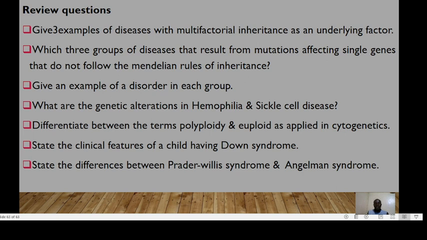You need to differentiate between the terms polyploidy and uniploidy as applied in cytogenetics. You also need to state clinical features of a child having Down syndrome, and lastly, state the differences between Prader-Willi syndrome and Angelman syndrome.